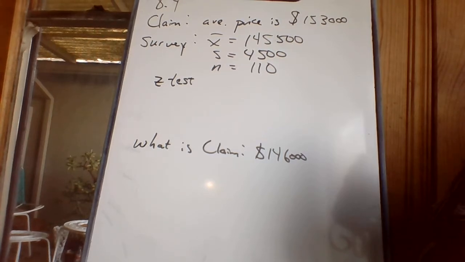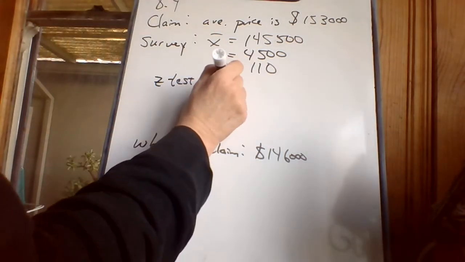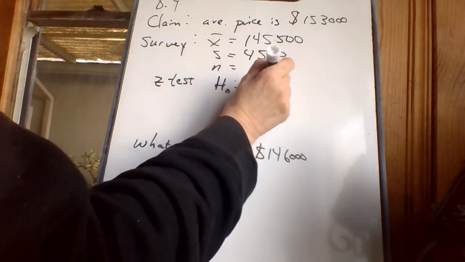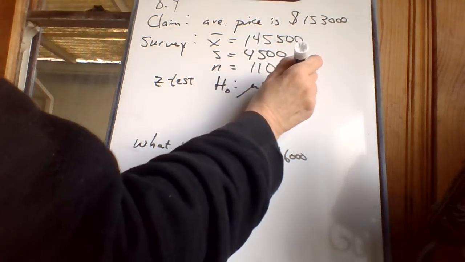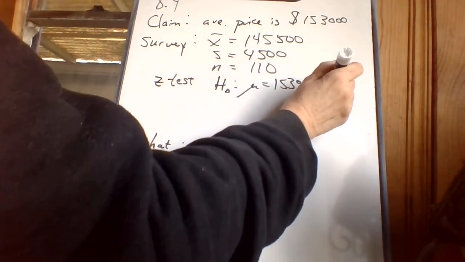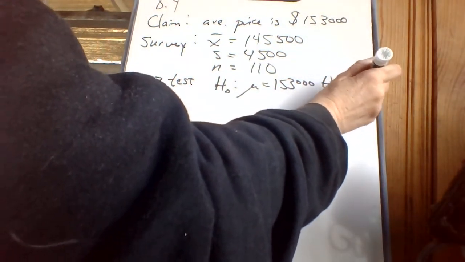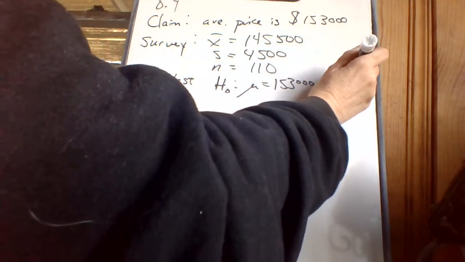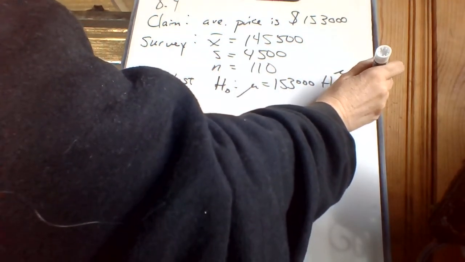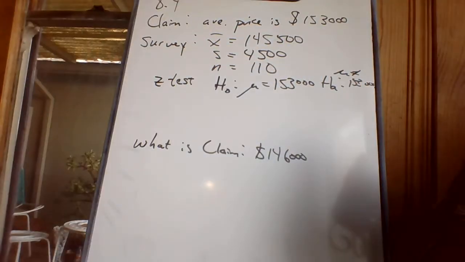Okay, all right. So first I better write down some hypotheses. They said the average price is, I love when they say is. Okay, H0, the mean is 153,000. HA, 153 not. So mu not equal to 153,000. Okay, did that.